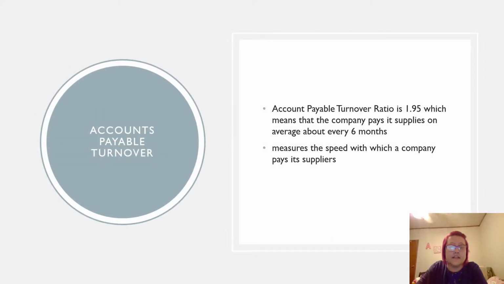The next is accounts payable turnover, and this is used to measure the speed that a company pays its suppliers back. The accounts payable turnover is 1.95, which means that the company pays its suppliers on average about every 6 months.